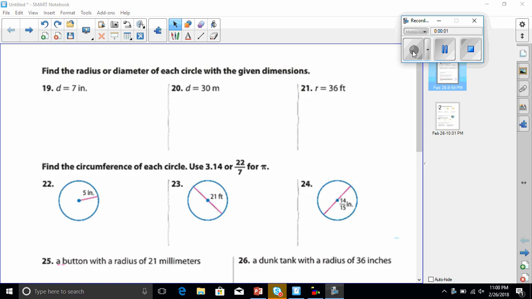Today we're going to be doing our homework for radius, diameter, and circumference, along with area of a circle. So let's begin. We start with number 19. It says find the radius and diameter of a circle. So whatever they give us, they want the opposite, obviously. So if the diameter is 7, they want the radius, and half of 7 is 3.5.